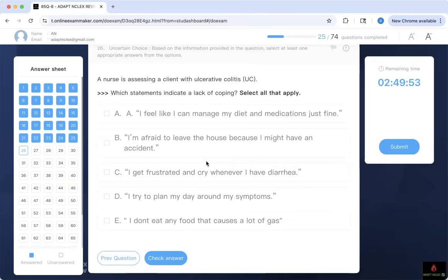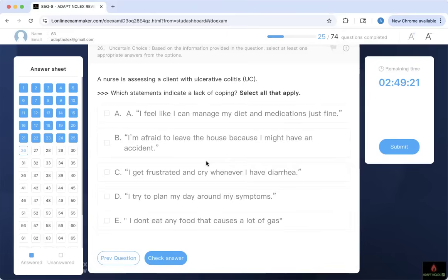I feel like I can manage my diet and medication just fine. What do you think? Does that sound like I'm coping? I'm afraid to leave the house because I might have an accident. Is that patient coping? I get frustrated and cry when I have diarrhea. You have ulcerative colitis. What do you think? I try to plan my day around my symptoms. I don't eat any food that causes a lot of gas.